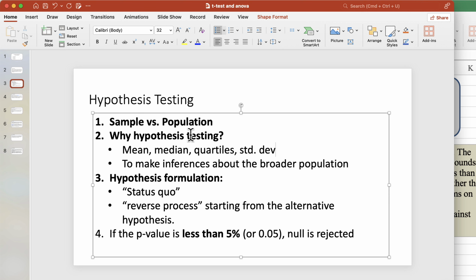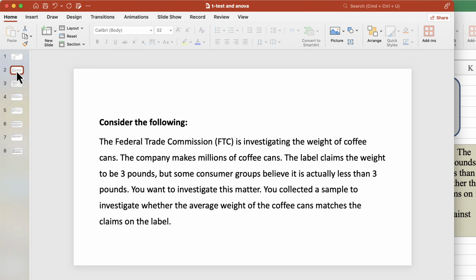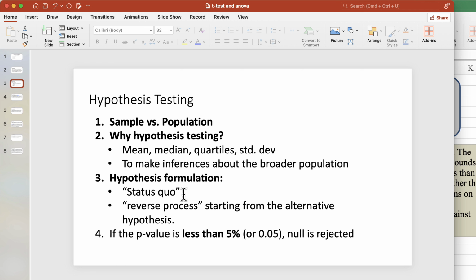I have explained all these things in another video in great detail. For this purpose, we develop hypotheses. And we make two types of hypothesis: null hypothesis and alternative hypothesis. When formulating these hypotheses, we have two approaches. One is status quo. The status quo approach, for example, in this case would be that FTC believes that whatever the company is doing, they are doing it fine. The weight of coffee cans will be 3 pounds, and the alternative hypothesis would be exactly the opposite of the null hypothesis.